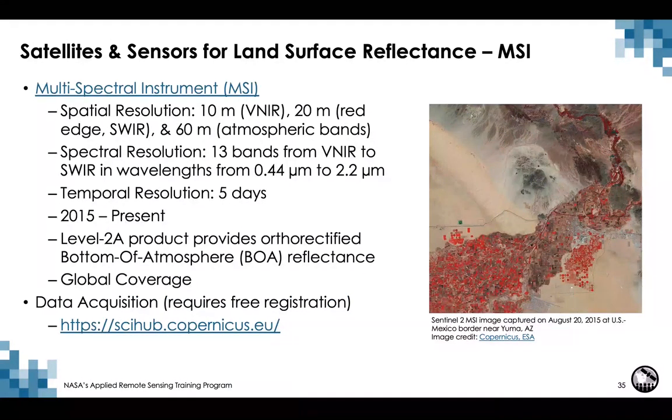The global acquisitions of high spatial resolution multispectral images with a high revisit frequency make the bottom of atmosphere products very useful for crop type classification, detection of tillage, yield modeling, and multi-sensor fusion. The 3 bands, bands 5 to 7, that capture vegetation red edge at 20 meter spatial resolution are especially useful for agriculture and vegetation applications. The Level 2A product provides orthorectified bottom of atmosphere reflectance and can be acquired at the link provided at the bottom of the slide. The data is free, but you have to register an account with Copernicus.